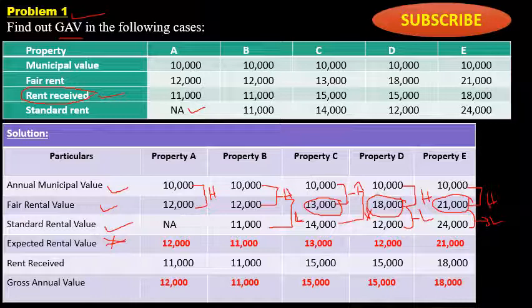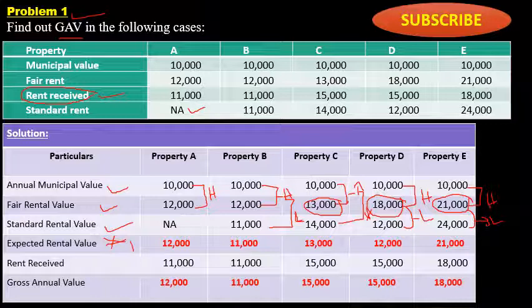See the first property, there is no standard rental value. The higher of the two is the expected rental value. Standard rent is not applicable. In the second one, expected rental value is equal to standard rental value. And third, it is lesser than standard rental value. And the fourth one, again it is equal to standard rent. And fifth house property, expected rental value is lower than standard rental value. It means it should not be more than standard rental value; it can be less than or equal to it. So that is the clause of expected rental value.